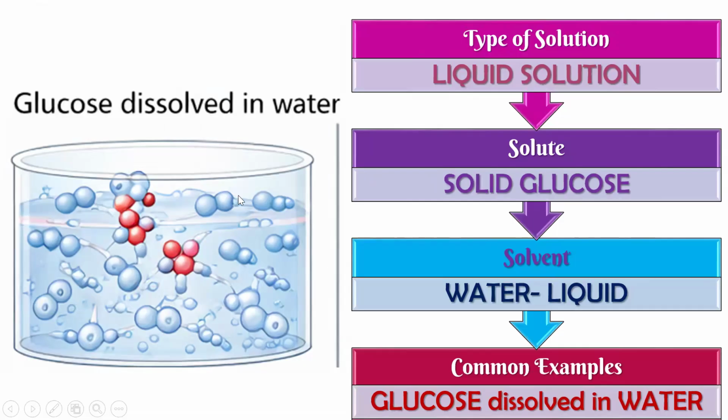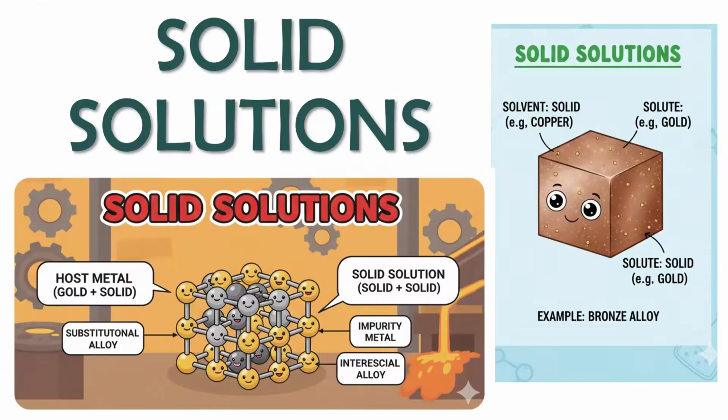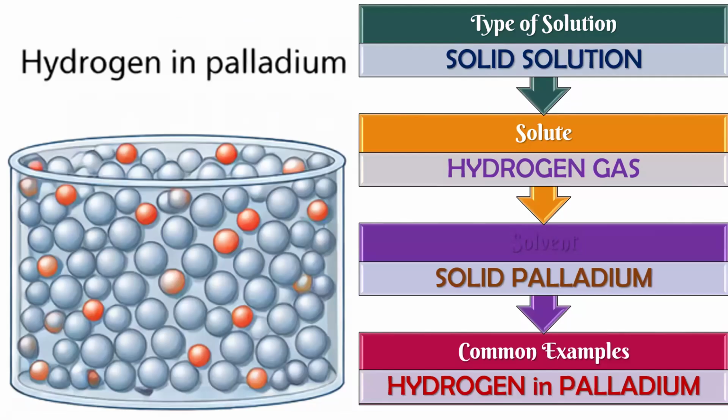Next, glucose dissolved in water. You know glucose is a solid, right? And again the solvent is water, so this solution is also a liquid solution. Now, solid solution. In a solid solution, the solvent will be solid. If you understand the concept, the others will be easy. The solvent is that which determines the state of a solution.